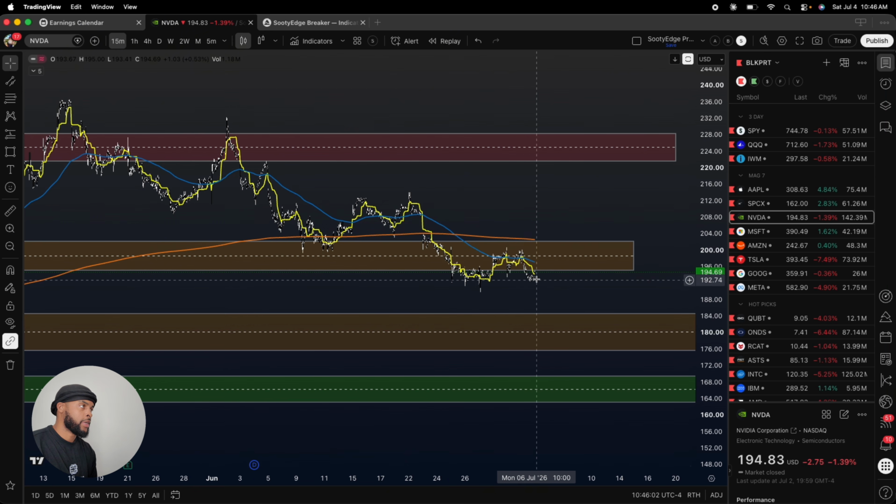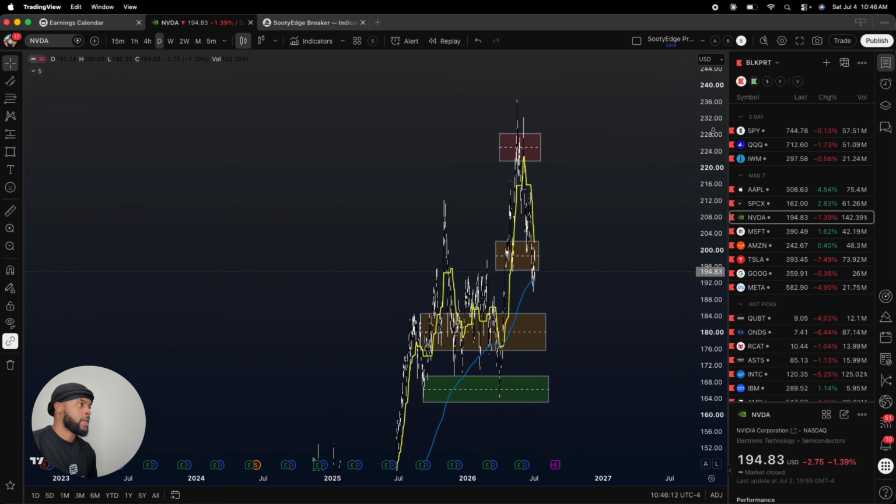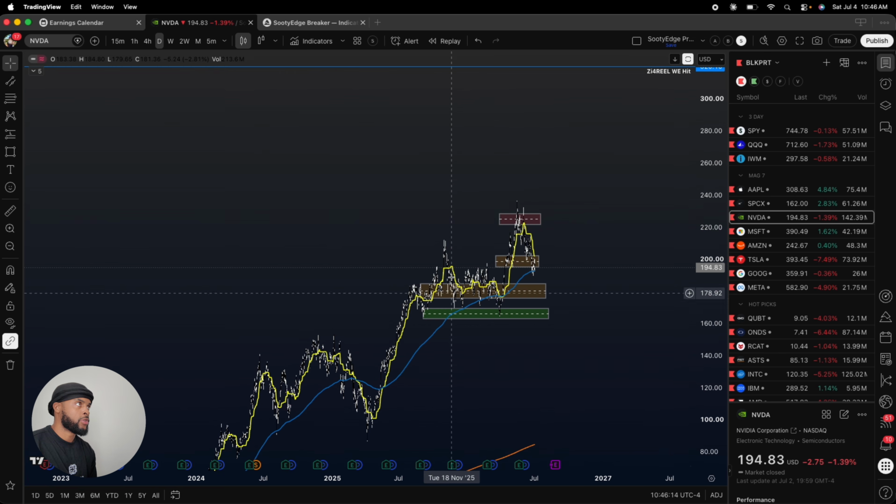We're at a structure point, and guess what? The next one isn't until down here at 180. But that doesn't mean it's going to go to 180. All right, that doesn't mean it's going to go there. Why? Because on the daily, the trend is up. Right, the trend is up on the daily.